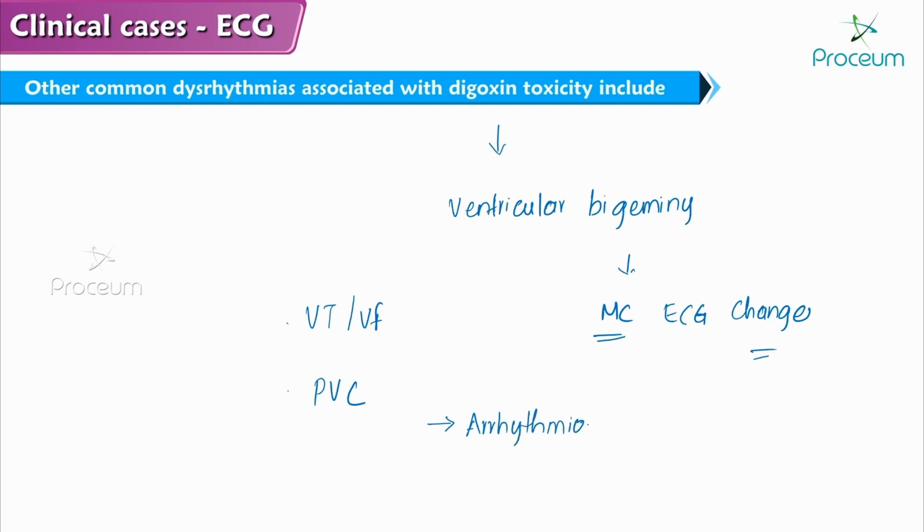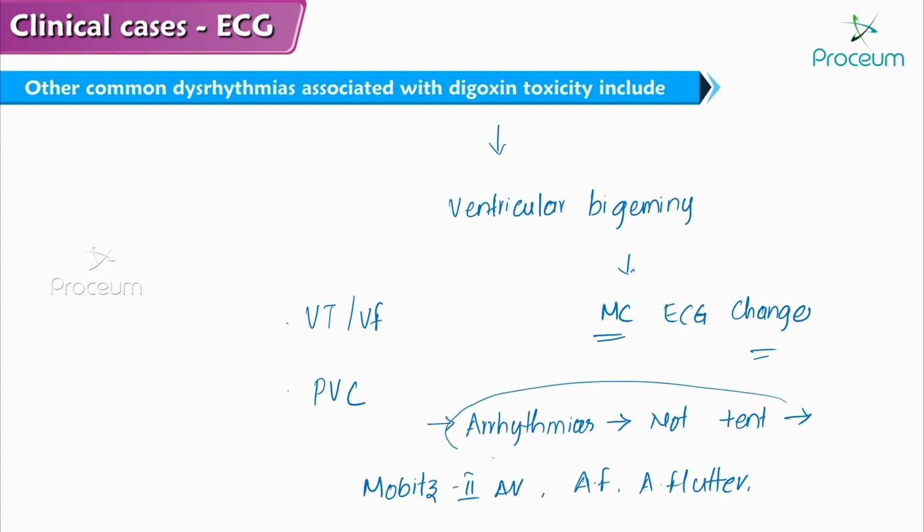Arrhythmias not present in digoxin toxicity are atrial fibrillation, then atrial flutter, and Mobitz type 2 AV block. So these are the arrhythmias that you won't see in case of digoxin toxicity. But all the remaining ones, like ventricular bigeminy, ventricular tachycardia, ventricular fibrillation, premature ventricular contractions, all of that can be seen in case of digoxin toxicity.